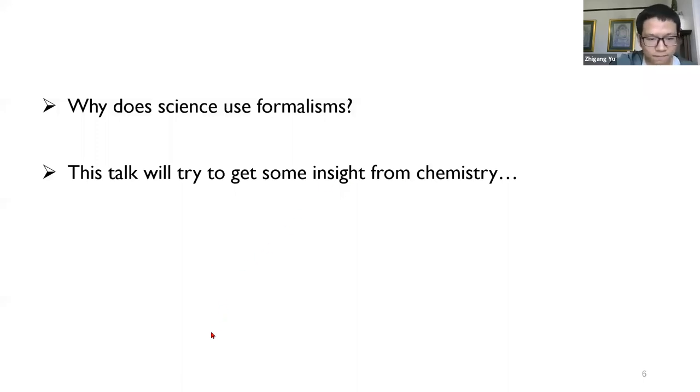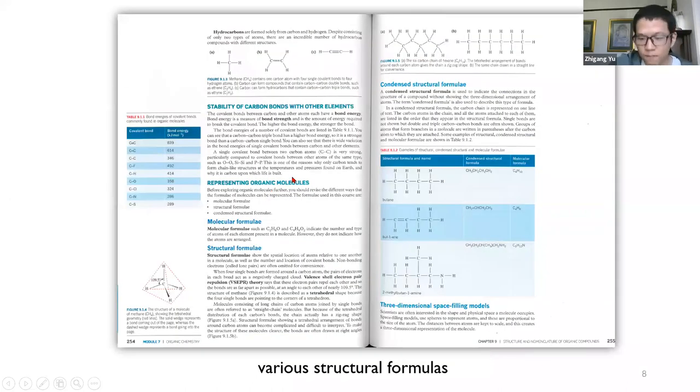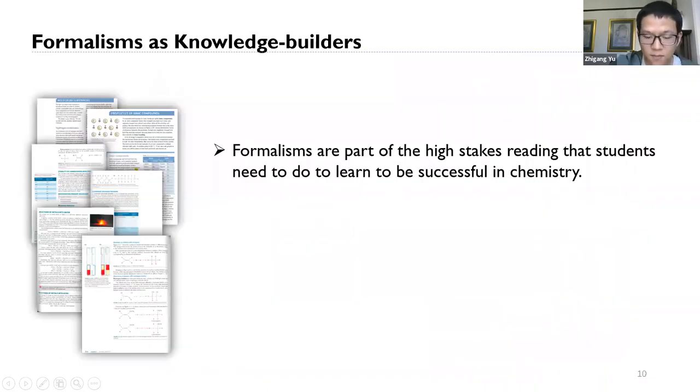Let me show you, for example, these molecule formulas. Sorry, I can't see my slides. You can see that these are molecule formulas and also ionic formulas, and also various structural formulas. You can see that this is full of structural formulas, but there are different types of structural formulas. I'll introduce them later. And also various chemical equations. You can see that there are different kinds of equations here. So as these example texts show, chemical formalisms are an essential part of chemistry.